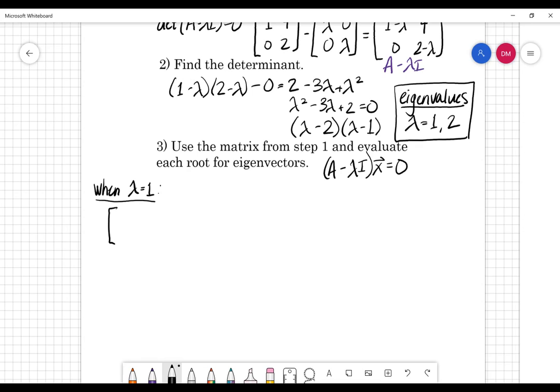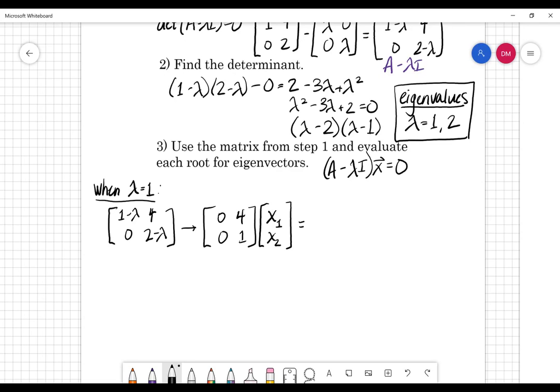So we have 1 minus lambda, 4, 0, 2 minus lambda. And so if we plug in a 1 in place of lambda here, we are going to have 0, 4, 0, 1. All right, now that multiplied by x, so we're going to go ahead and write that vector function as x1, x2. We're going to go ahead and set that equal to 0, which in our case, because we have a matrix equation here, would be the 0 vector, 0, 0 there.